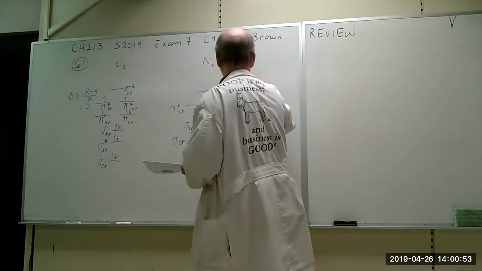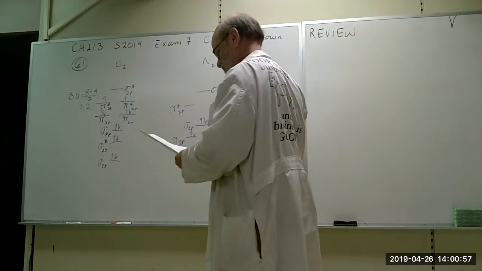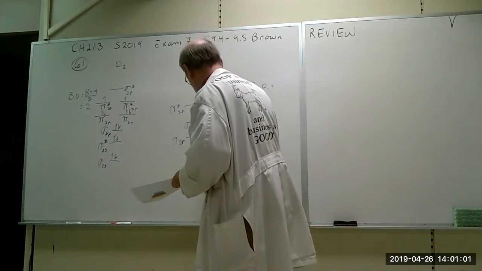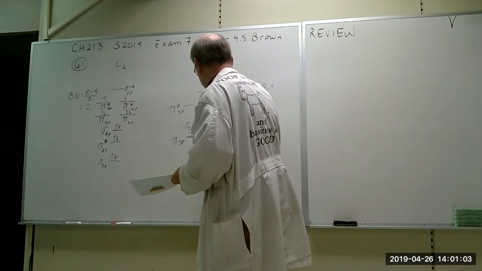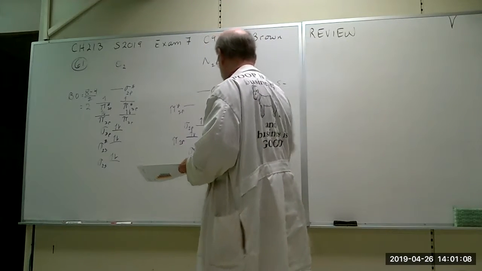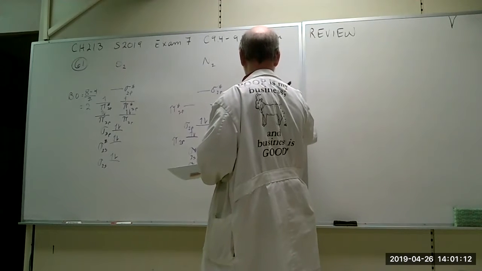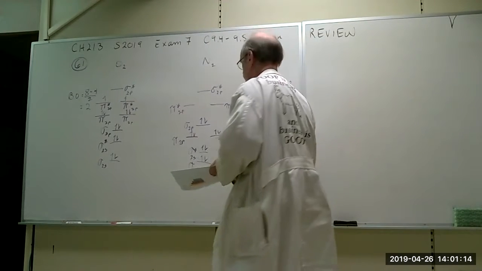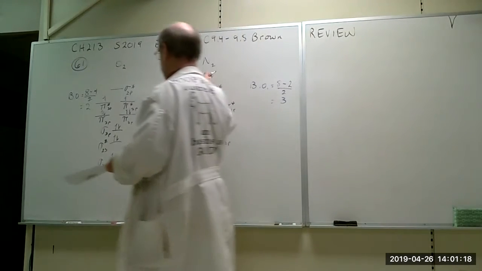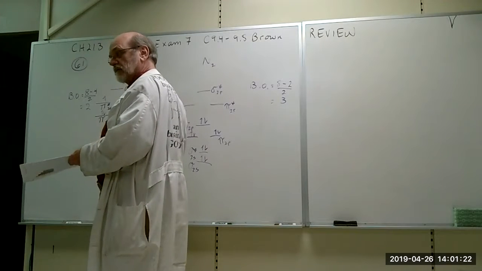Okay, bond order for nitrogen as is. This is before we do what it tells us to. So this is 2, 4, 6, 8, minus 1, 2, right? Divided by 2. So that's 6 divided by 2 is 3. Okay. So as is, the nitrogen molecules should be more strongly bound than the dioxygen molecule.